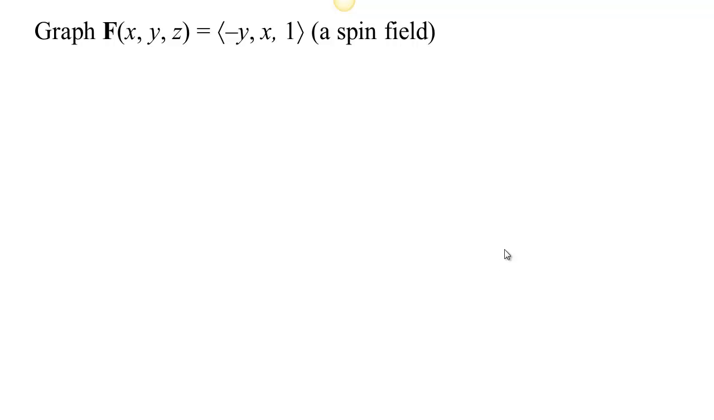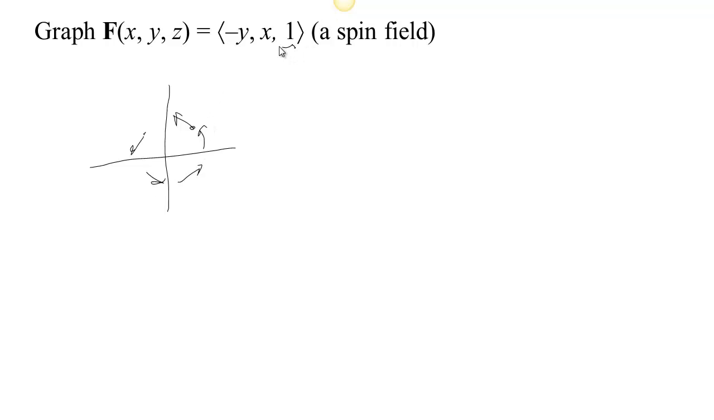Let's do one in 3 dimensions. If you think about this vector field, if you ignore the z component, then it's just this spin field again. And so if we ignored the z, then at every location, no matter what z is, we have these vectors that are spinning around, right?